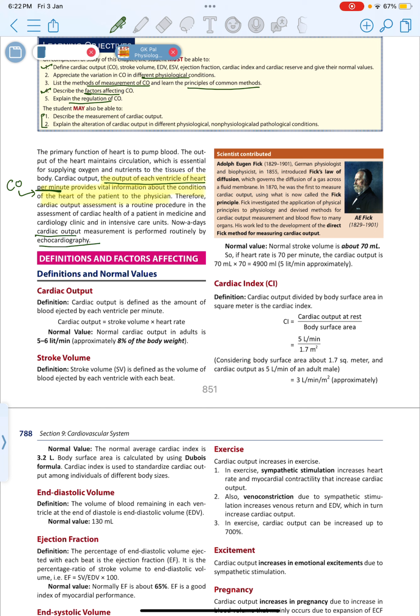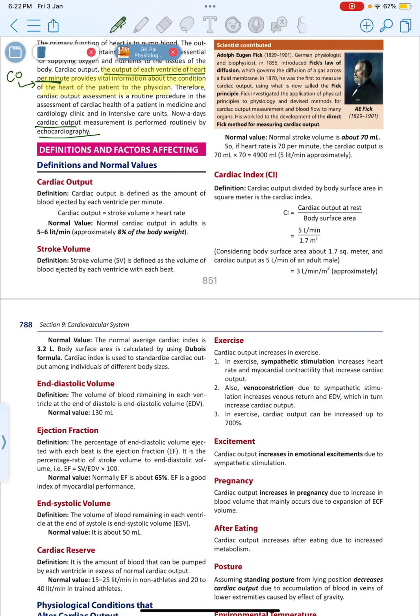That's all. Next, move to definition and factors affecting. Definition and normal values. In definition, we will learn the definition and the normal values.